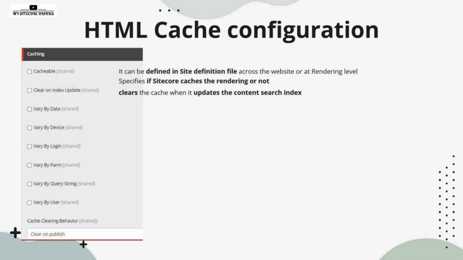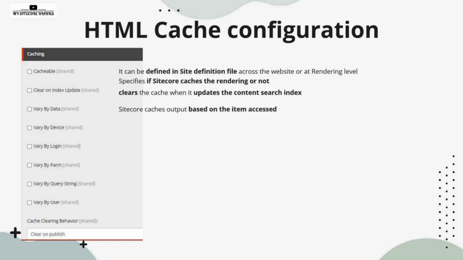The next one is Clear on Index Update. So when should the HTML cache get cleared? If you have an index update, then whether the cache should get cleared, that configuration is done by this checkbox. It clears the cache when it updates the content search index.